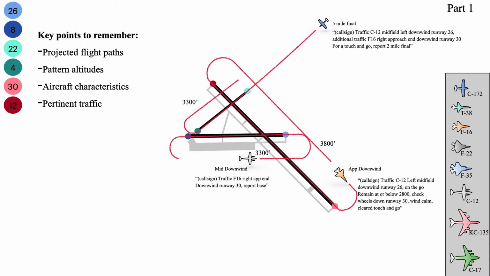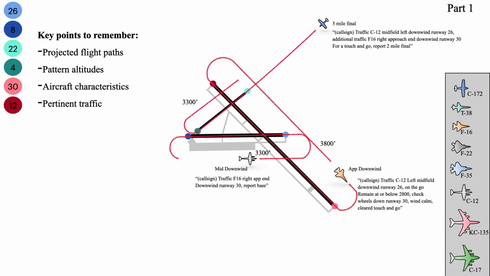If the F-16, for whatever reason, took longer, I could maybe extend his downwind. Or if I waited too late and he's in the base, I could have him carry through final and do something else with him if I thought he was going to be in unsafe proximity to that F-16. I'm then going to talk to the C-12.